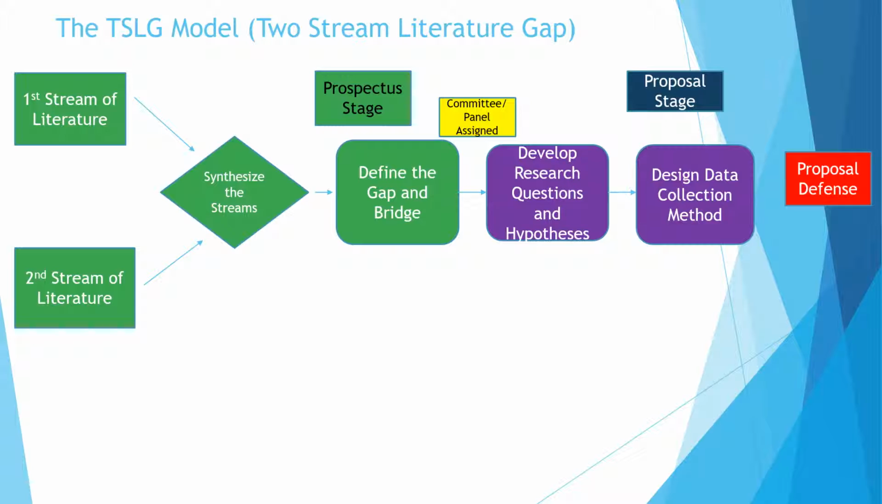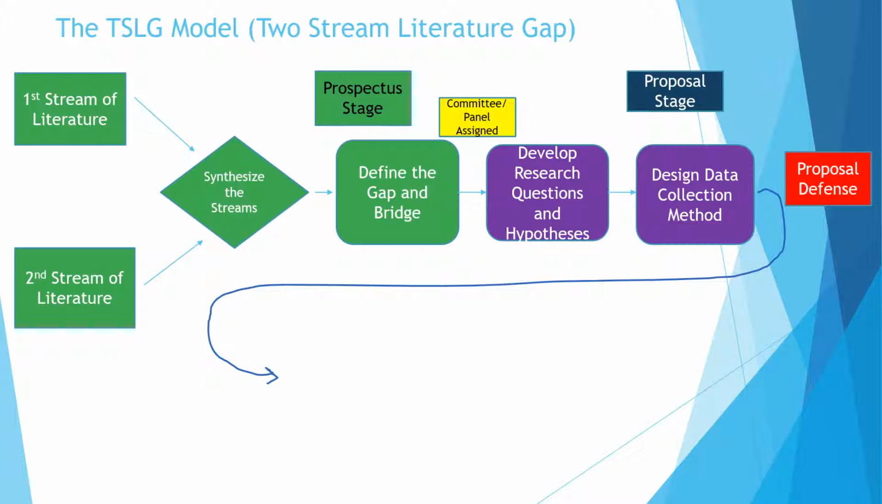Each one of these, both the prospectus stage and the proposal stage, are set up as thou shalt not move on. You can't pass go until you do this, because we don't want people working on methodology and data collection when they don't even have the theory that they're going to be working from. So these are sequential stages that have to be passed and approved by the appropriate people at that time for you to be able to move on.